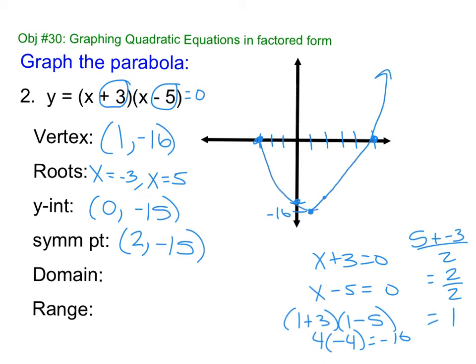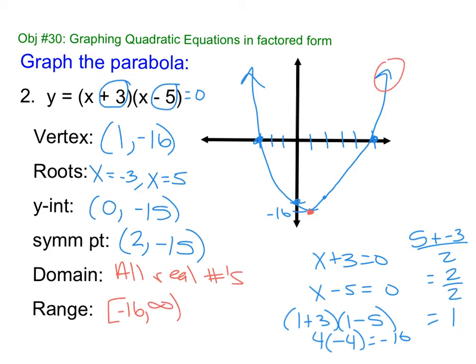This is a really not well-made graph. Oh well. And then what's the domain? The domain of every single parabola is all real numbers. And then the range, what's the lowest y value? The lowest y value is negative 16, and then it goes up forever. So this is the method that's the easiest when it's already in factored form. You could always multiply it out, do negative b over 2a and all that, but since it's already factored, this is the fast way to do it.